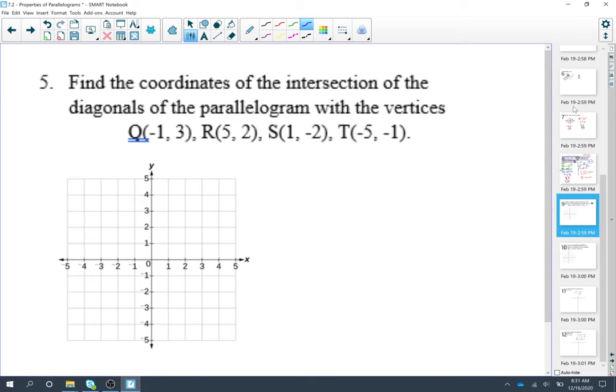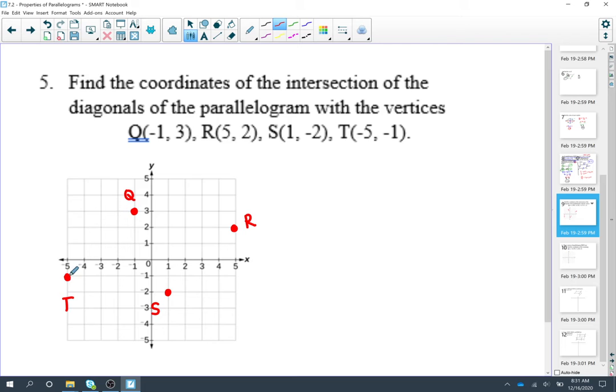Example 5. Find the coordinates of the intersection of the diagonals of the parallelogram with the following vertices. So we're going to start out. Q is negative 1, 3. R is 5, 2. S is 1, negative 2. And T is negative 5, negative 1.